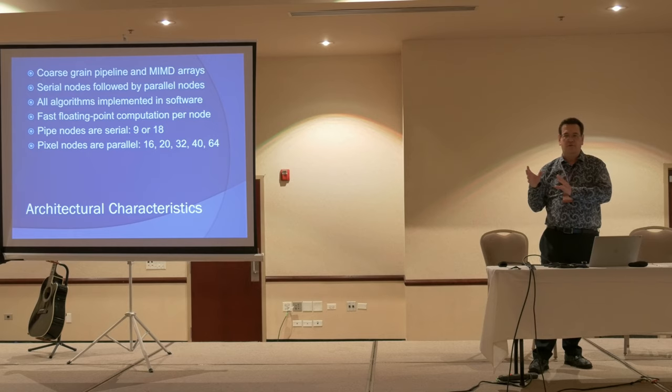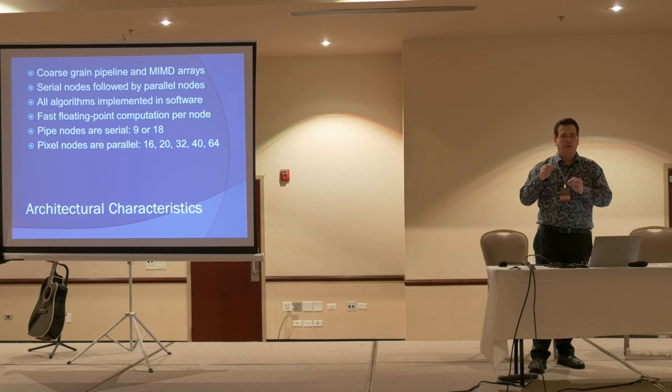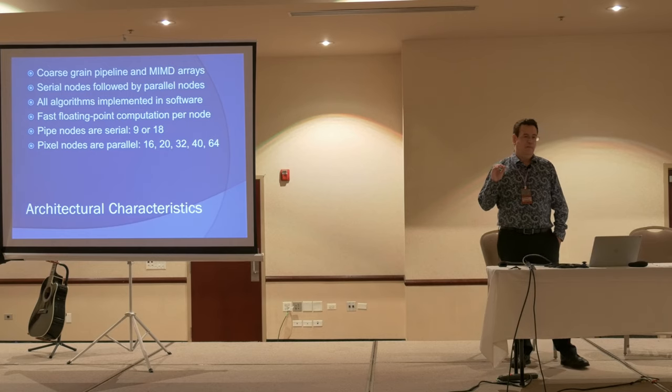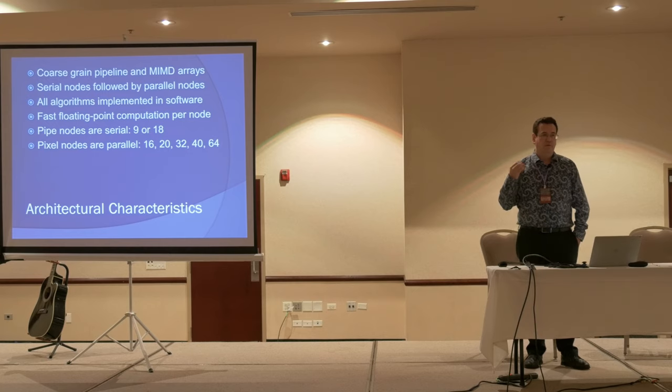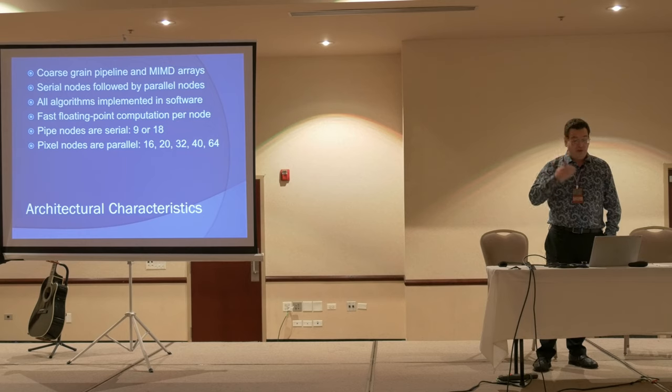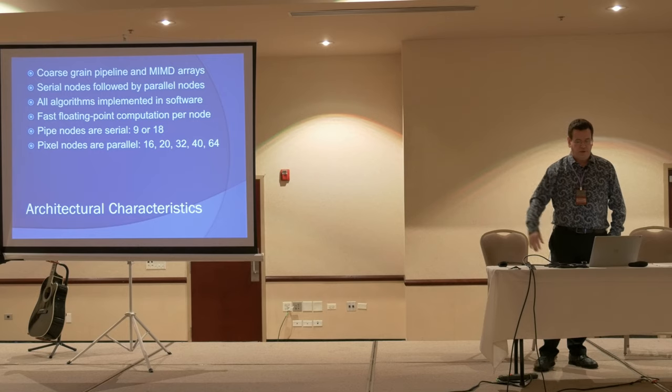Once the primitives have been processed into screen space, the individual pixels that result from those primitives can all be processed in parallel. So there's the parallel section following afterwards. There's no hardware rasterizer or specific hardware dedicated to any particular kind of graphic operation in this pipeline. It's all software controlled, but you do have those fast DSP processors to implement the core of the graphics algorithms. So you've got fast floating point computation per node. In your serial pipeline, you can have either 9 or 18 nodes, depending on how many boards you put in. And the pixel nodes, you can have 16, 20, 32, 40, or 64, again depending on how many boards you plug into the machine.